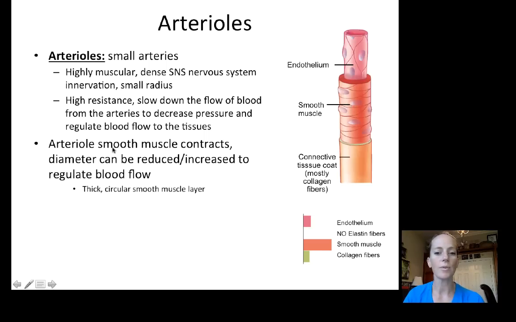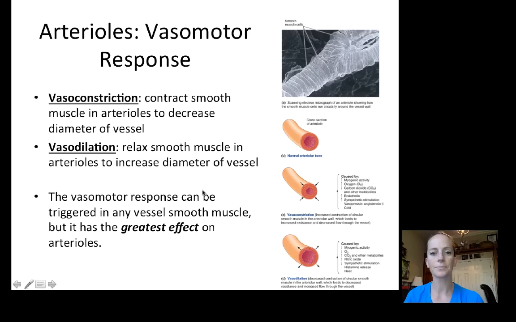So the arterial smooth muscle can contract to reduce or constrict the arteries. And that is going to be used to regulate blood flow. And we'll talk about what happens when you constrict arterioles either locally or systemically. So this is a thick, circular, smooth muscle layer within the arterioles. So when the sympathetic nervous system excites the arterioles, you will get vasoconstriction.